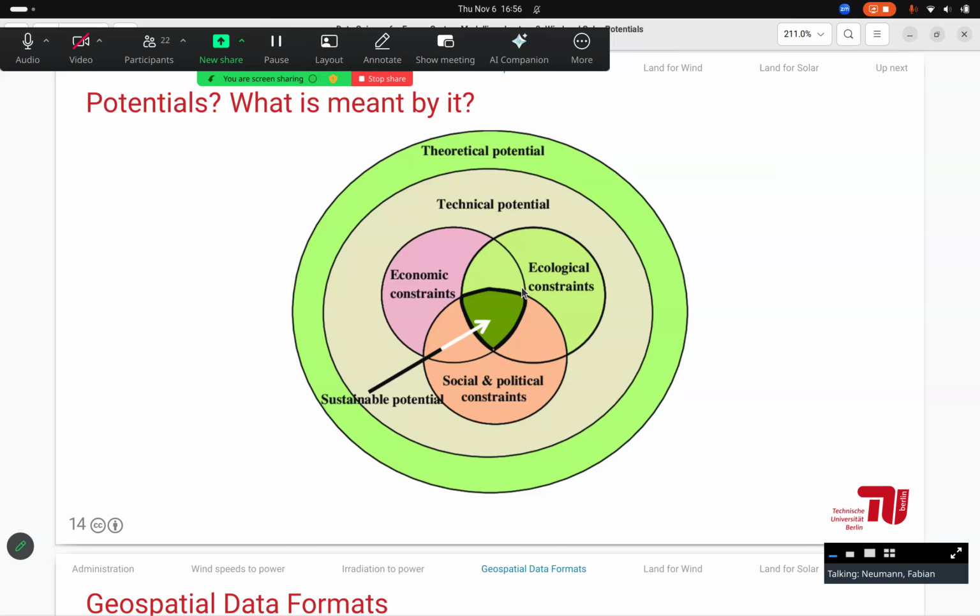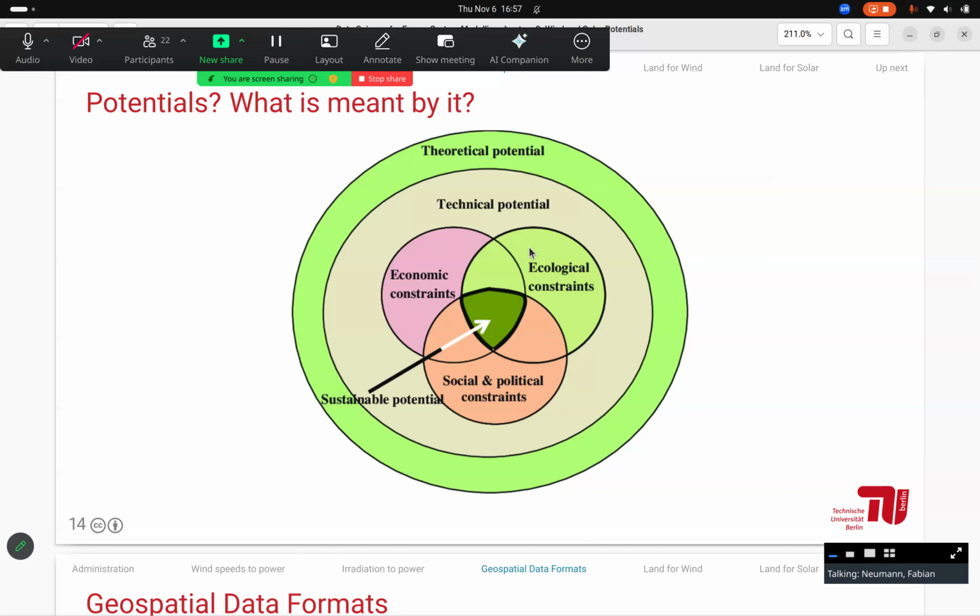Then we're down to this technical potential, and then we can narrow this down further and further. We can factor in economic constraints, like where would the wind turbine actually produce enough power to be economically viable. We can factor in ecological constraints or social and political constraints. And this is the rough area where we're working in this land eligibility analysis. We have social, political constraints like distances to buildings is a social constraint.